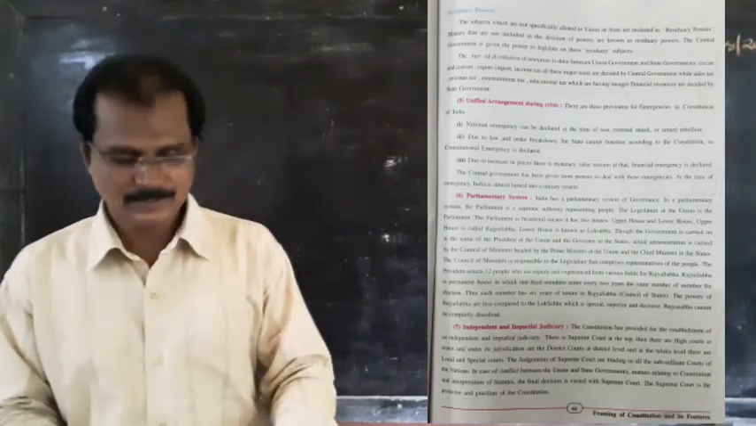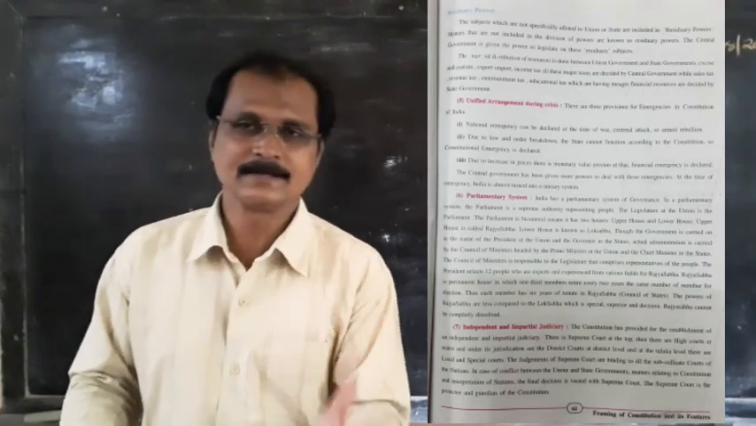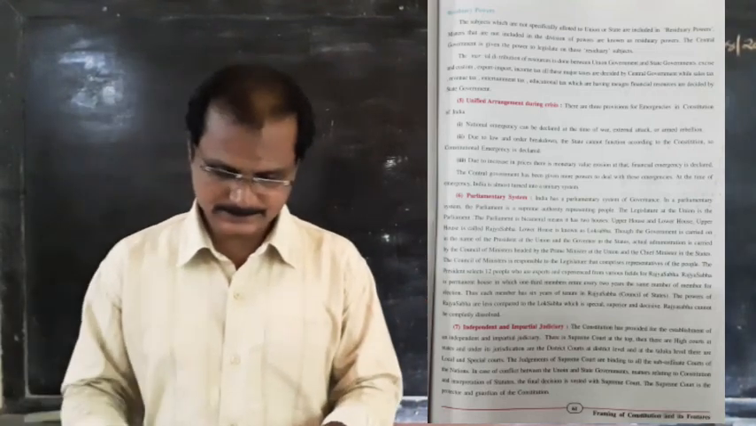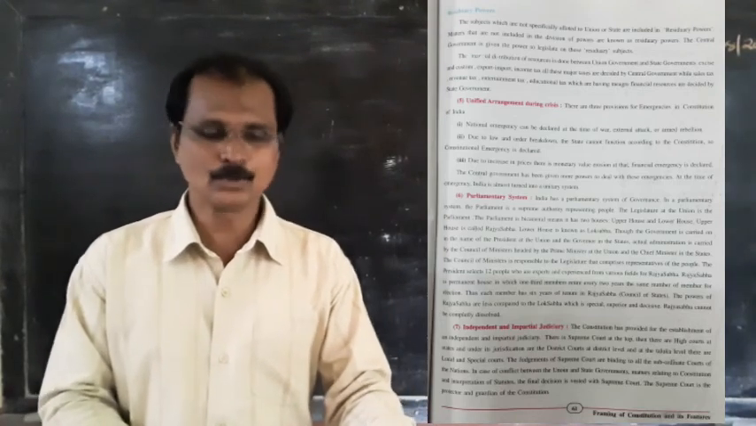Then the seventh point is an independent and impartial judiciary, and our judiciary is independent and impartial. The Constitution has provided for the establishment of an independent and impartial judicial system. That's one, page number 62.